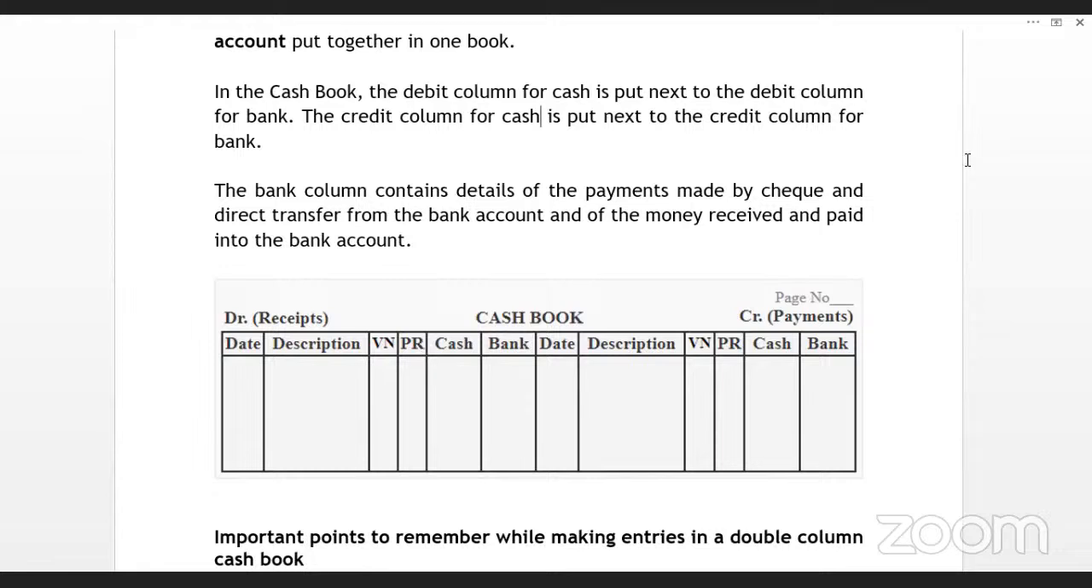Who can try out? Yes. VN, PR. Let me try again. Okay, Pastor. VN is the voucher number. Then PR is payment reference. Payment reference. Okay. Thank you, Pastor, for the trial.